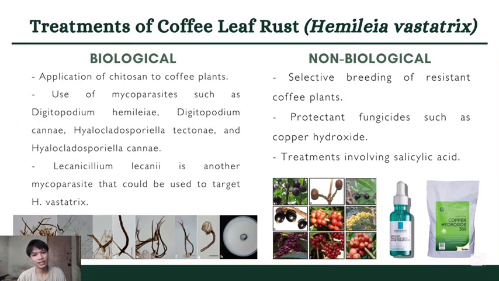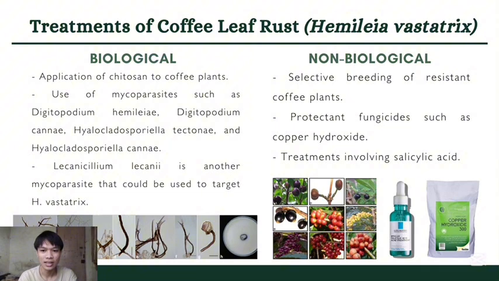There are biological and non-biological treatments of coffee leaf rust caused by Hemileia vastatrix. Some biological treatments include the application of chitosan to coffee plants, which is a natural, biocompatible and biodegradable polysaccharide derived from the exoskeleton of crustaceans such as shrimps and crabs. Another is the use of mycoparasites such as Digitopodium hemileiae, Digitopodium canae, and others. Another mycoparasite that could be used to target Hemileia vastatrix is Lecanicillium lecanii.